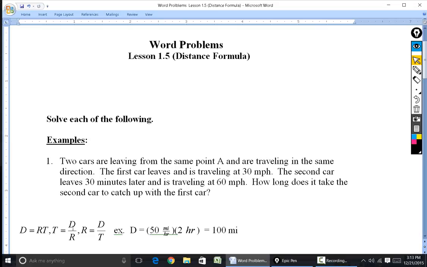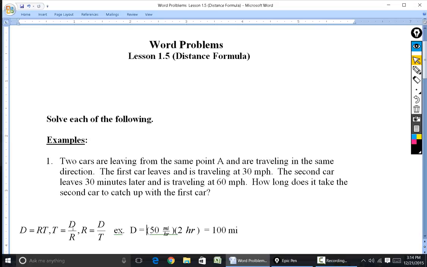Okay. So in this example, you can see then that in half an hour, the first car, that's 30 times 1/2, is 15. So in 1/2 hour, the first car would have gone 15 miles. In 1/2 hour, the second car would have gone 30 miles. That's 60 times 1/2. In 1 hour, the first car would have gone 30 times 1, 30 miles. The second car in 1 hour would have gone 60 miles. That's 60 times 1. So that kind of gives you an idea as to how to figure out the problem.